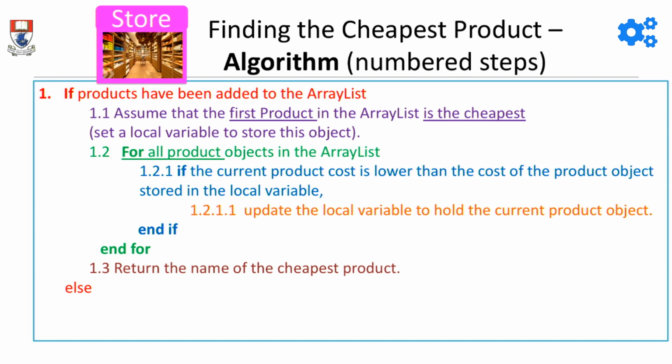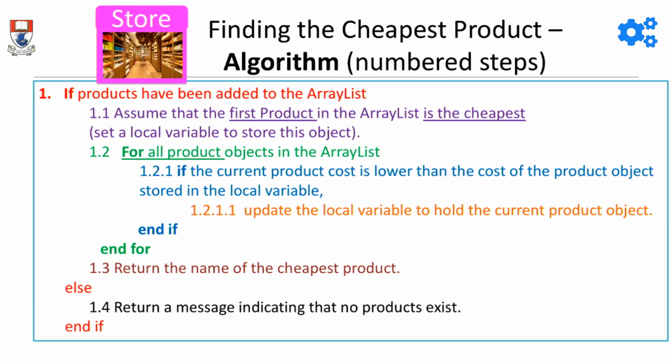So you'll notice that we're now back to the else part of the outer if statement. So let's go back up to the very top. We said if products have been added to the array list, then you want to do everything that we just did. But if you don't have any products in your array list, then you want to return a message indicating that no products exist. So that is the algorithm for finding the cheapest product.